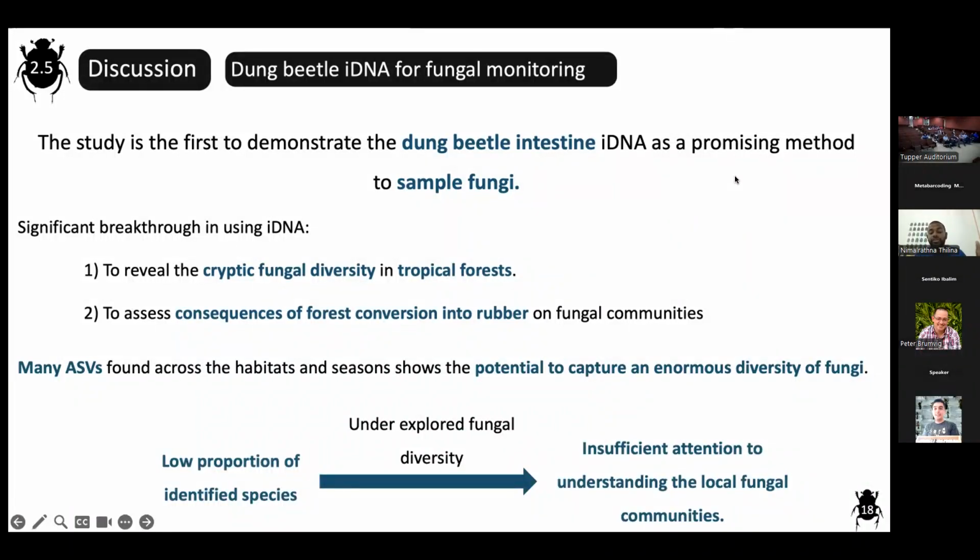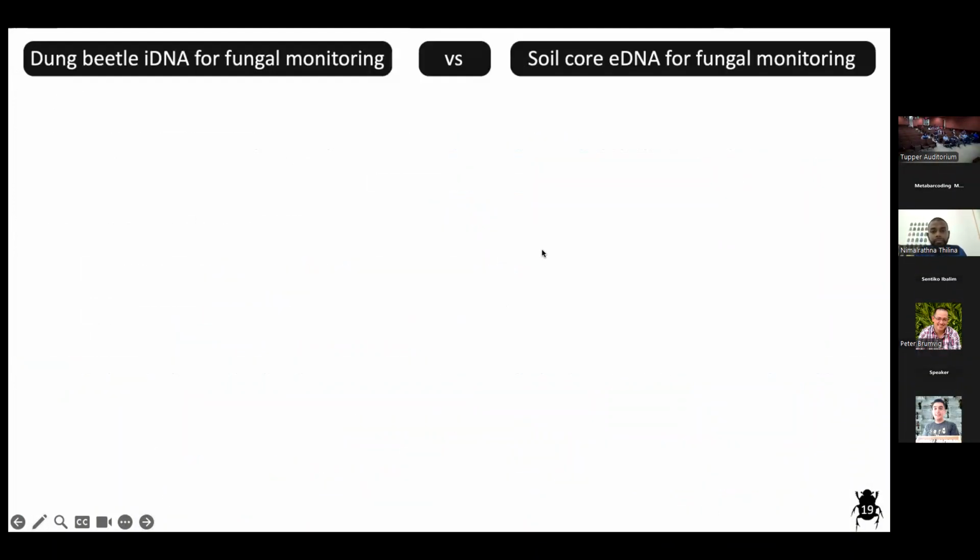So we found lots of taxonomic units, like amplicon sequence variants. However, the number we actually identified to the species level is really low. So it highlights the underexplored nature of the fungal community in the given habitat.